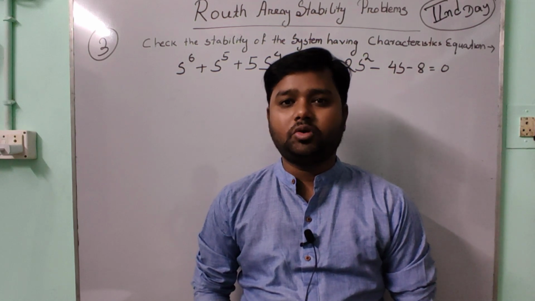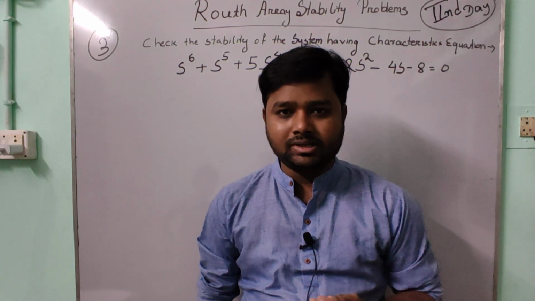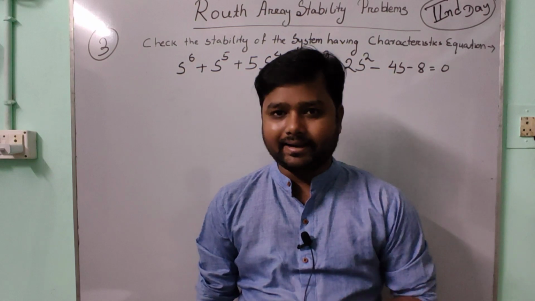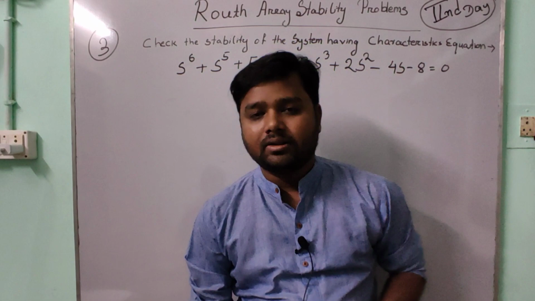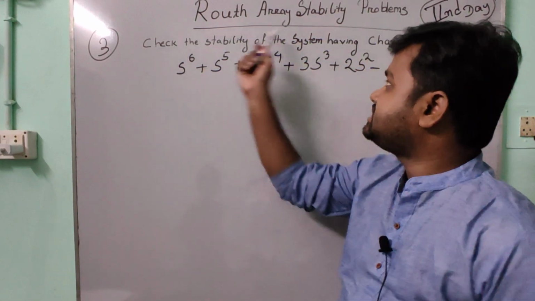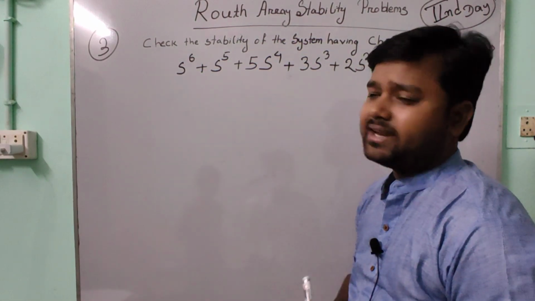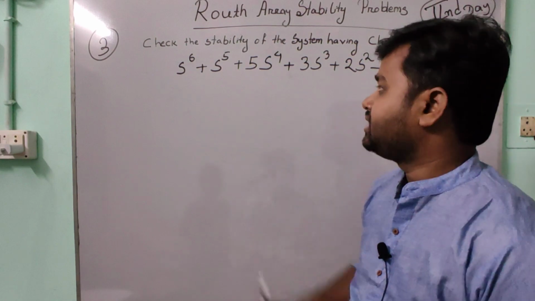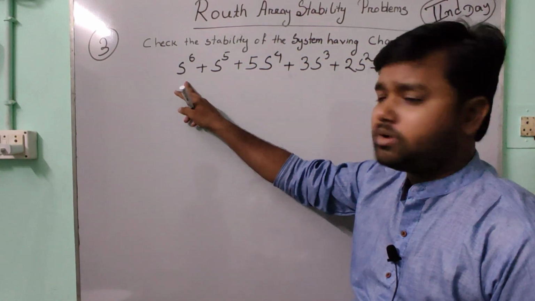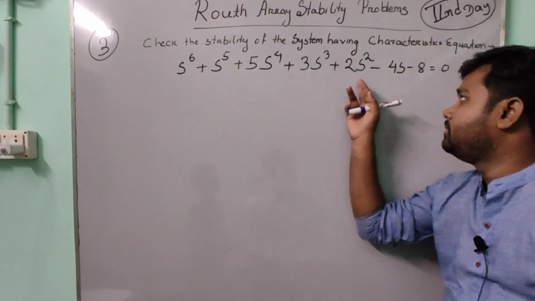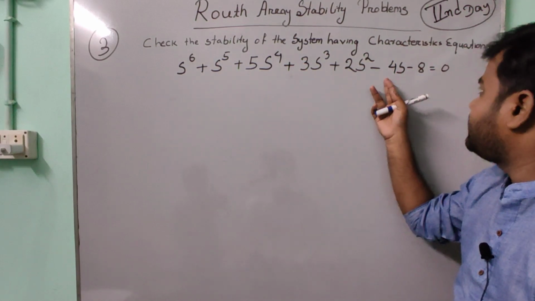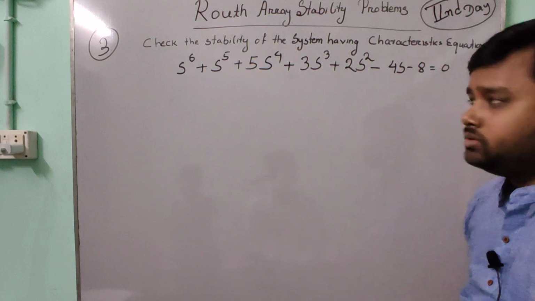In the last video, we have done two problems related to the Routh-Hurwitz criterion. In this video, we will do some more problems. The first problem is: check the stability of the system having the characteristic equation s^6 + s^5 + 5s^4 + 3s^3 + 2s^2 - 4s - 8 = 0.